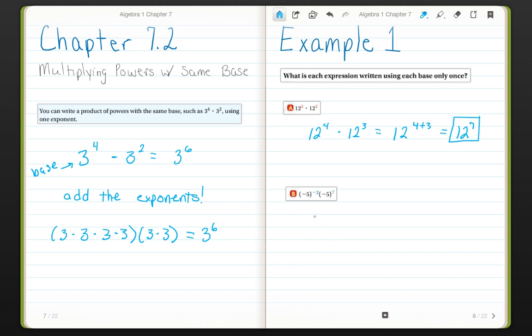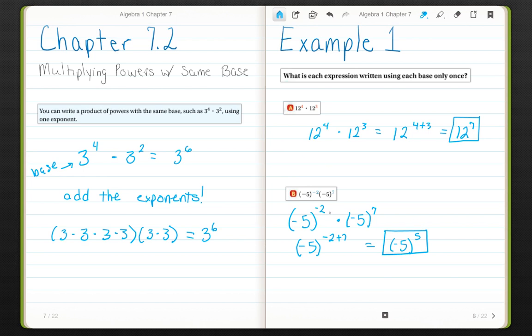Here at example B, I have a base of -5. And again, notice these parentheses. It's (-5) to the -2 power times (-5) to the seventh power. Well, that's going to equal (-5), again in parentheses, to the -2 plus 7 power, which equals (-5) to the fifth power, because -2 plus 7 is 5.